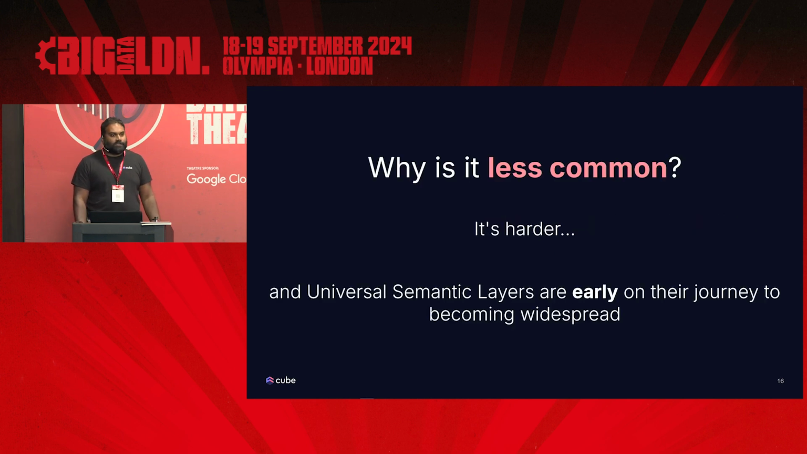So why haven't you necessarily heard of it? Many of you probably won't have heard of it. Firstly, it's less common, it's harder to do, it does require building advanced retrieval augmented generation, and also universal semantic layers like Cube are pretty early on their journey to becoming widespread in the market.